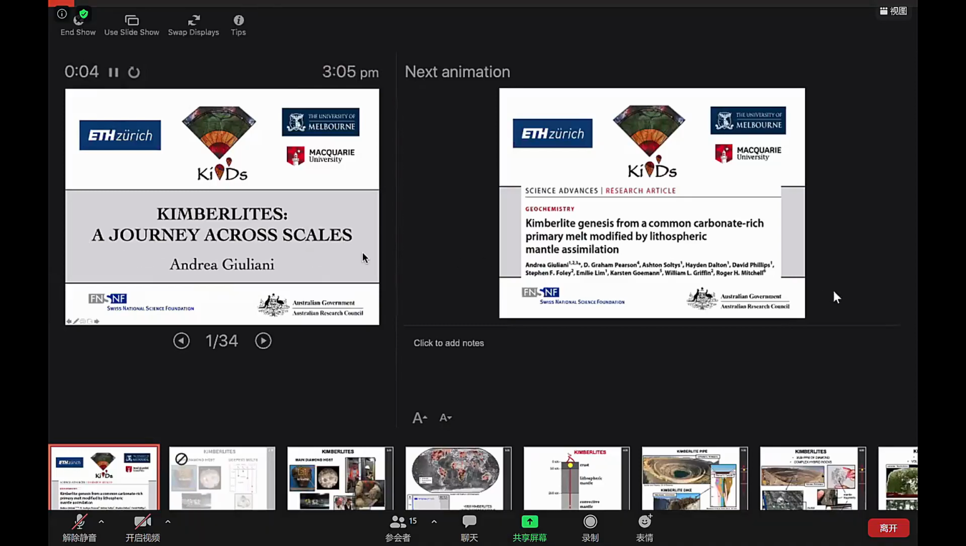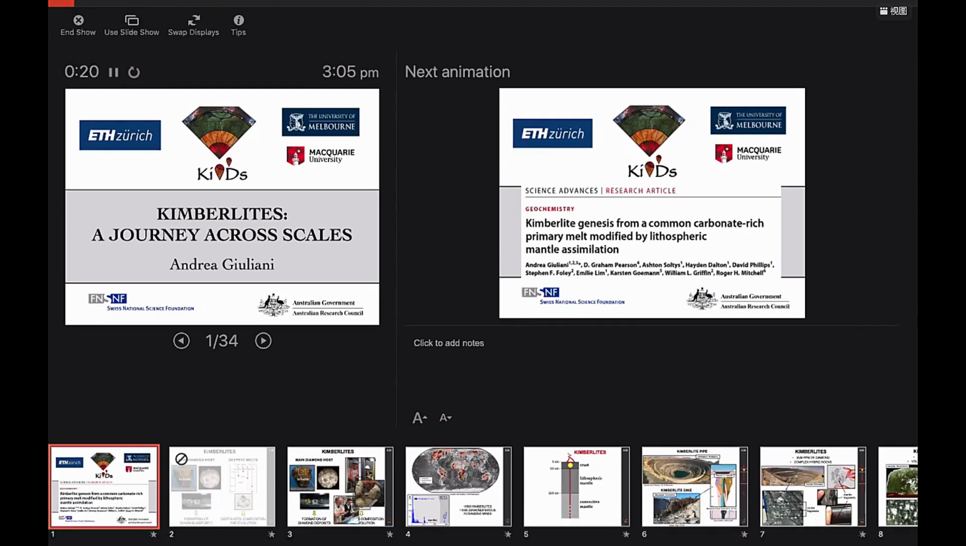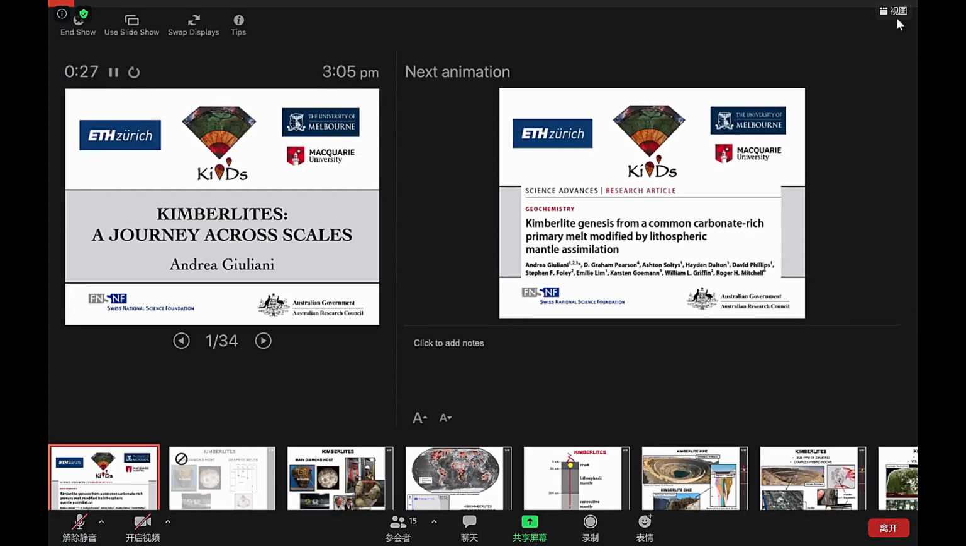very international background, since his early study and PhD in Italy, and then he went to Australian National University for his PhD, and then did research in several different institutions in Australia, and then Europe, back to Australia, then back to Europe. And currently he's a researcher at ETH. So with that, I will give the rest of the time to Andrea to talk about the Kimberlite story.